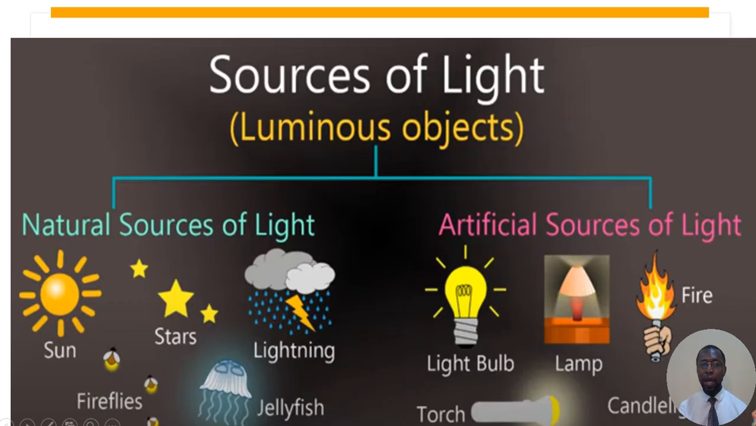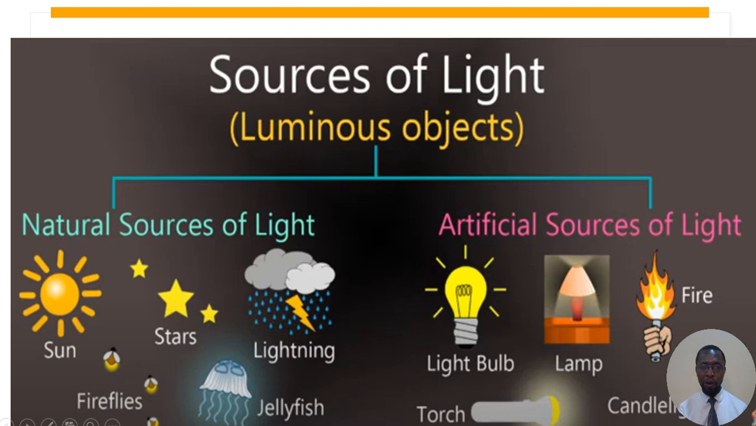Okay. Now, what are the sources of light? Light can come from two sources. It can come from a natural source, and it can come from an artificial source. Any object that can emit light by itself is what we refer to as a luminous object. So we could say that sources of light are luminous objects simply because they can emit their own light. Now we say they are divided into two.